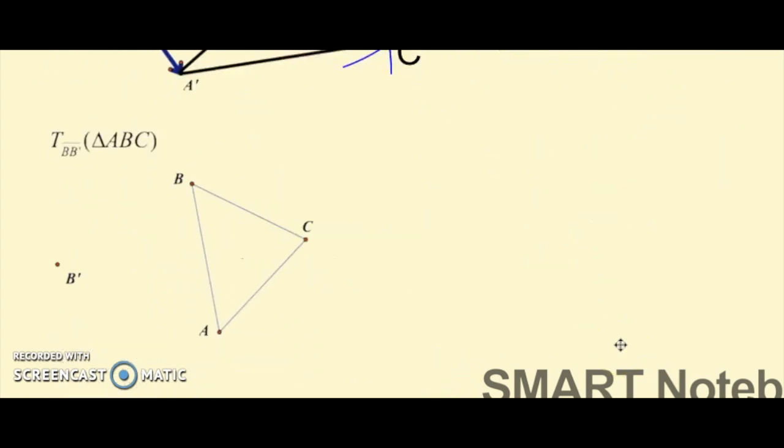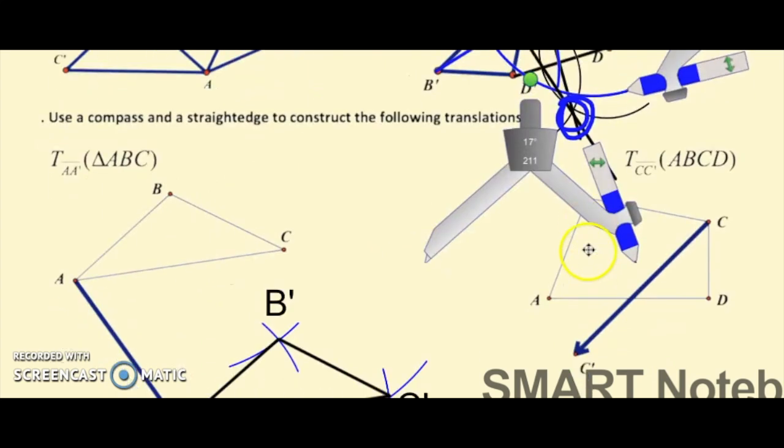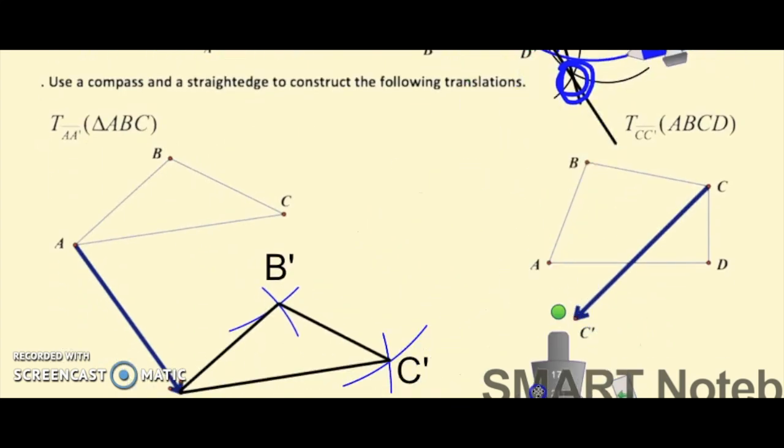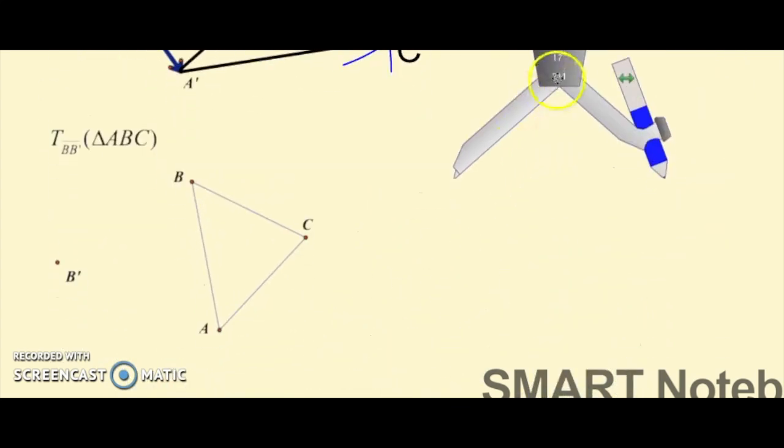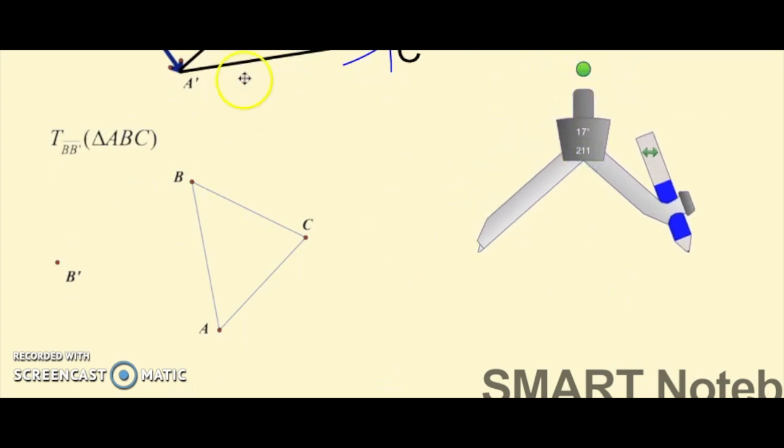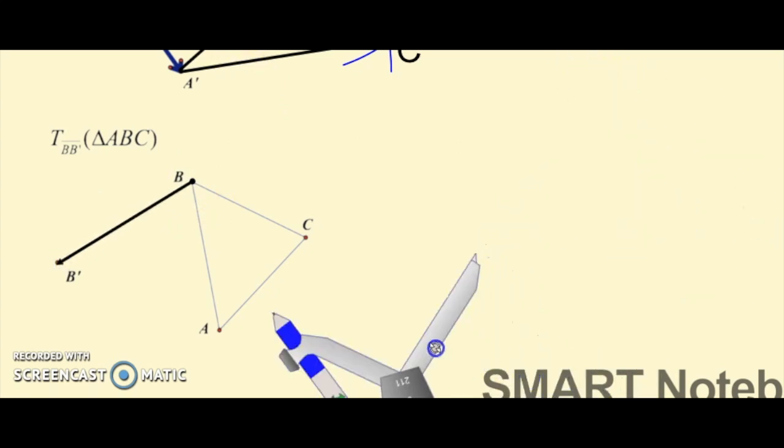Let's do one more of these. So this one, they didn't give me the vector on this next one. There we go. So I'm going to draw it in. So I see there's B and there's B prime. So first thing I'm going to do is construct that vector. And now it's exactly the same construction. So I'm going to measure the vector.